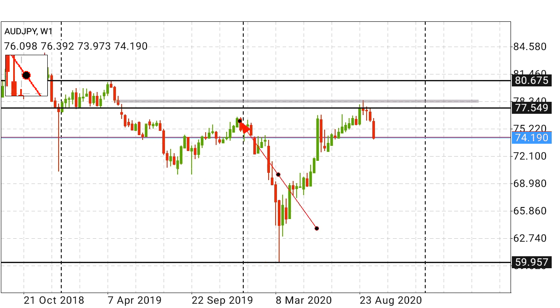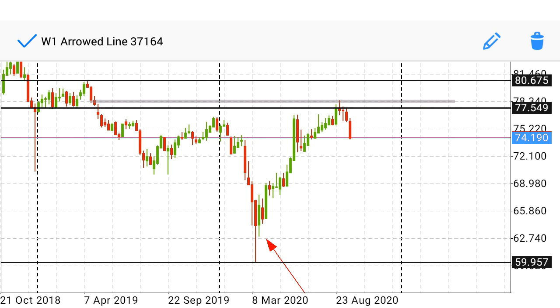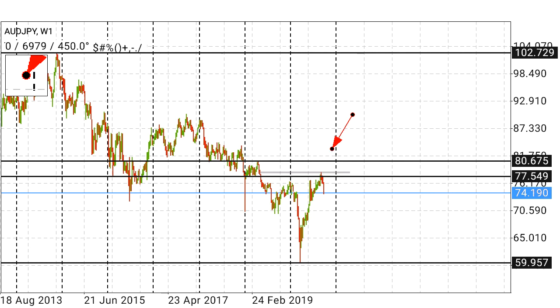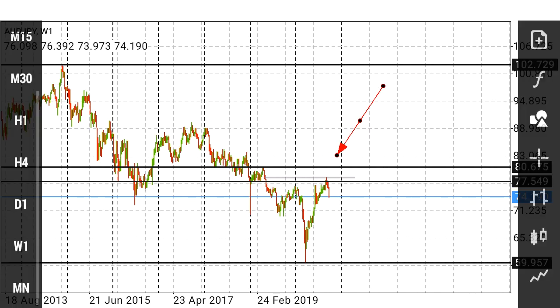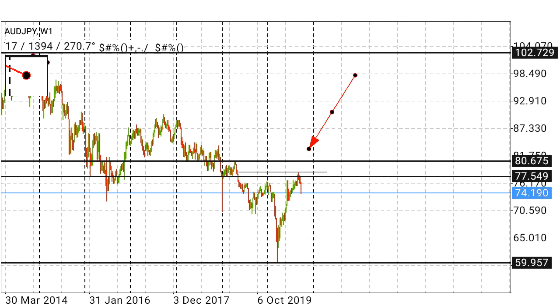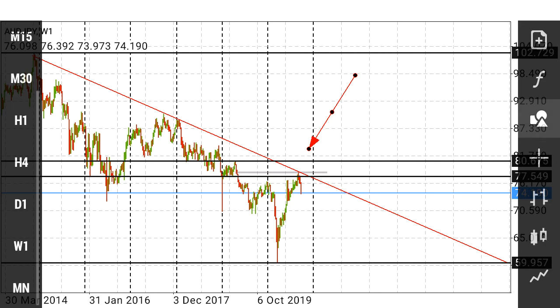As you can see, I'm on weekly. It went all the way down to our support here. To our support. So now let's get more confirmations. We have a good confirmation here, which is our trend line. How many touches do we have?